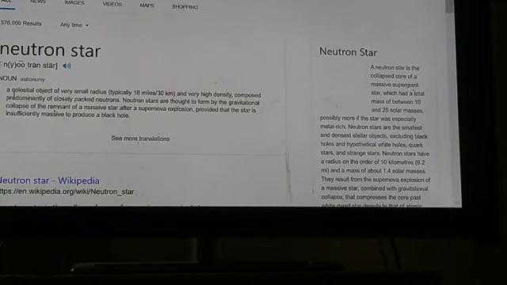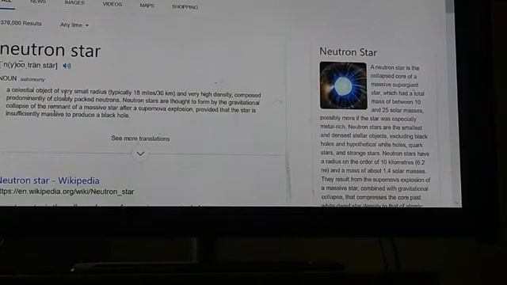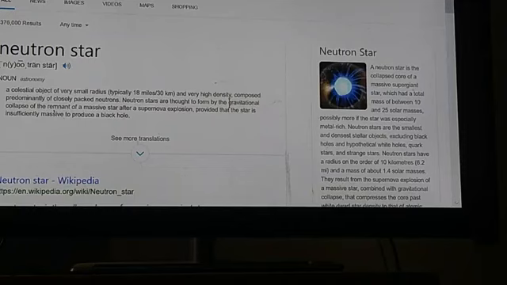A celestial object of a very small radius and very high density. Very what? High density. Condensed. Right? Light can be condensed once it's introduced to a magnetic force. Look, gravity, which is just another name for magnetism. Very high density, composed of predominantly and closely packed neutrons.